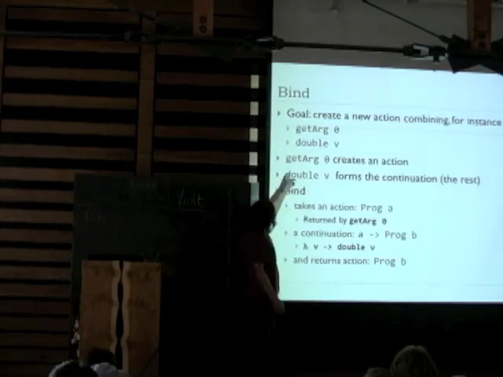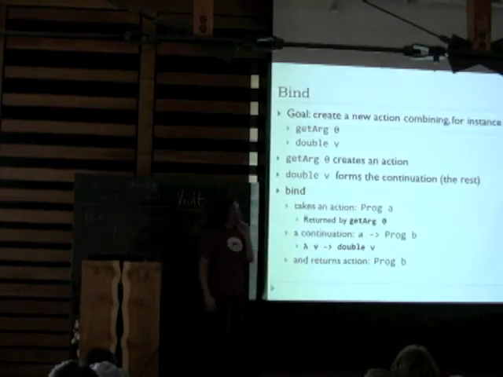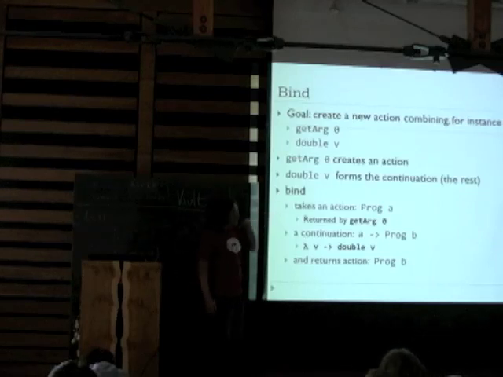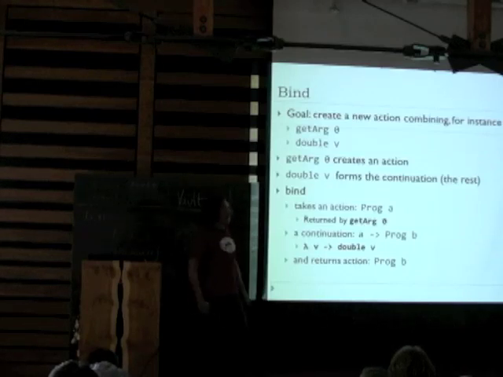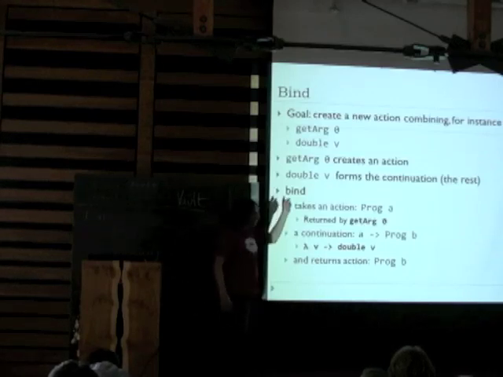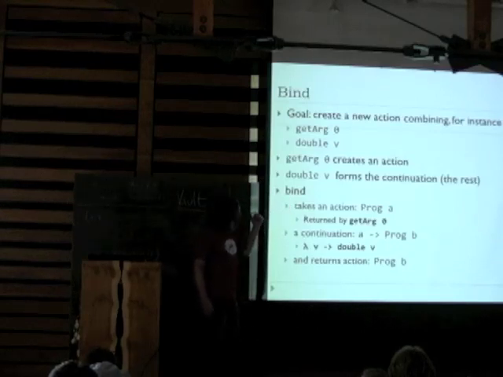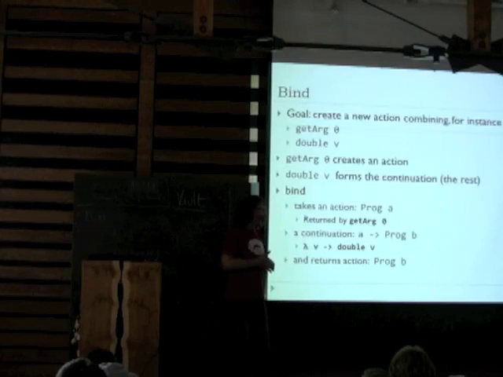So let's analyze this. Get arg with zero is a monadic function that creates an action. If I want to bind it with the second function, actually, bind doesn't take a monadic function, it takes a continuation. This is the rest of what you are supposed to do. When the first action is finished, you take the result of the first action and do the rest of the computation with it. That's my continuation.